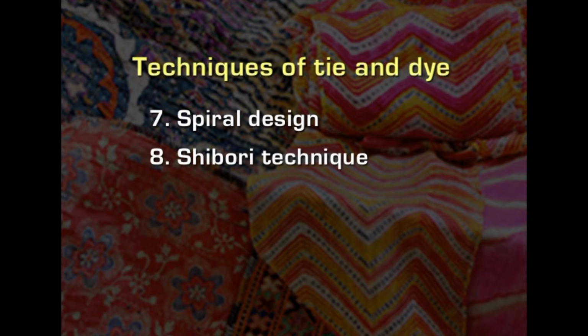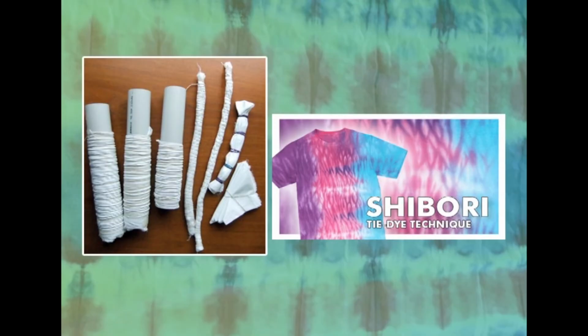Coming to the next technique, Shibori technique. The fabric is laid flat first and the fabric is then rolled around the tube. The fabric is scrunched at both the ends towards the center. Then the fabric is secured tightly with the help of rubber bands.